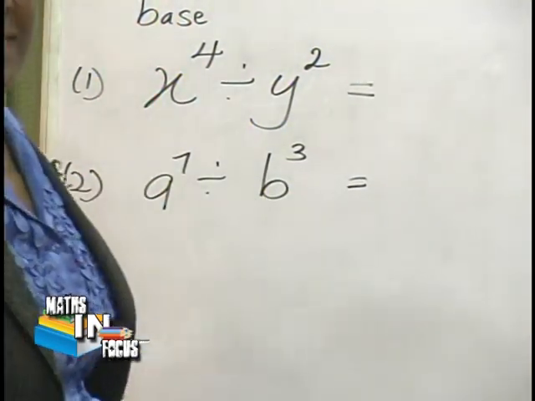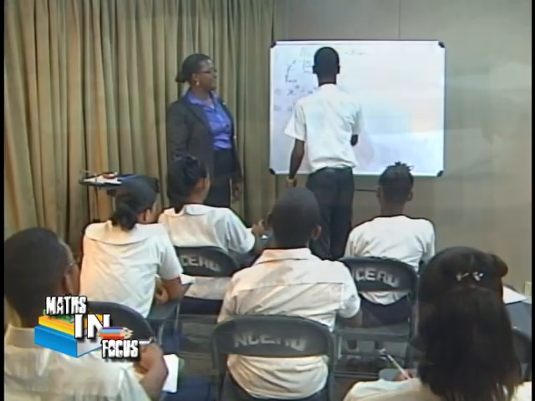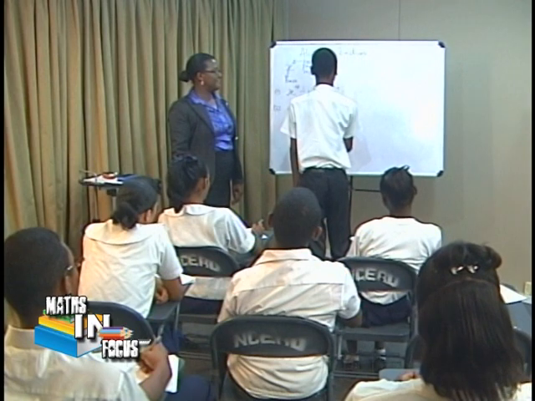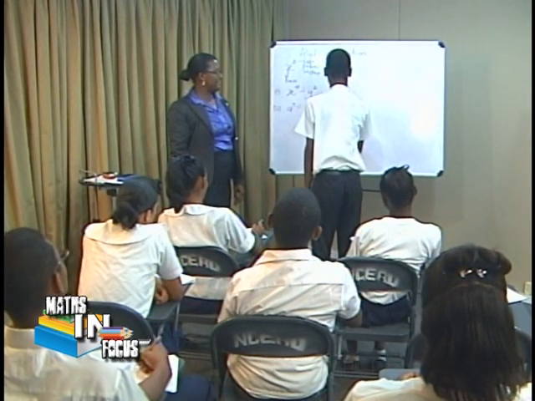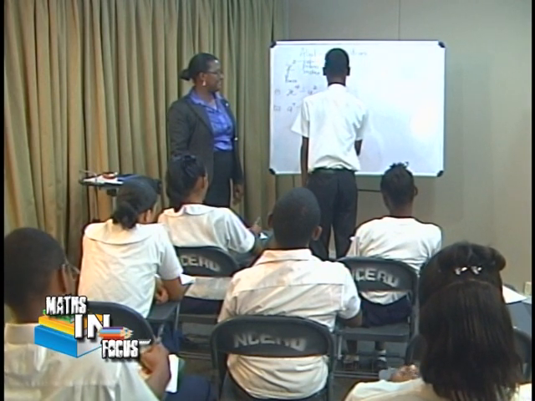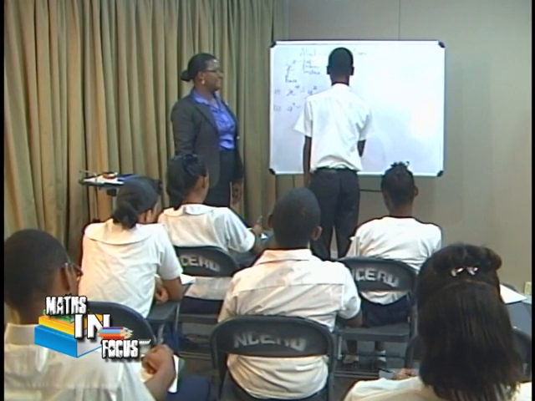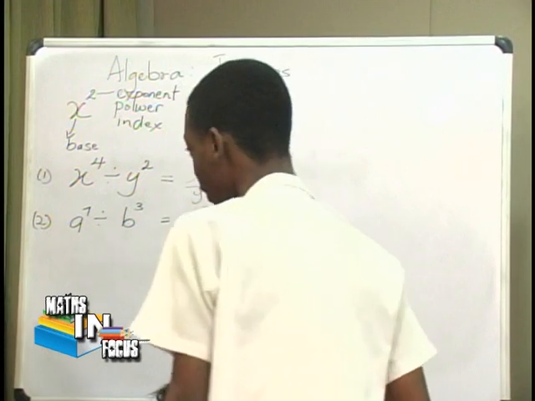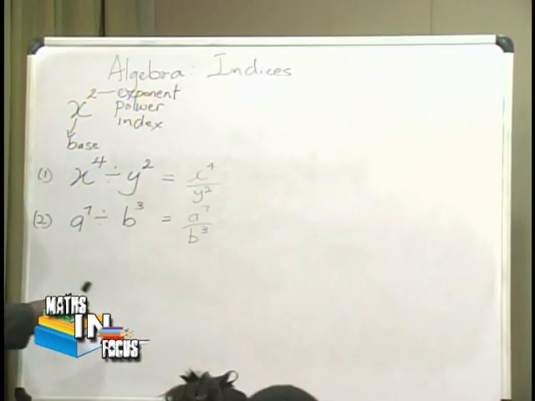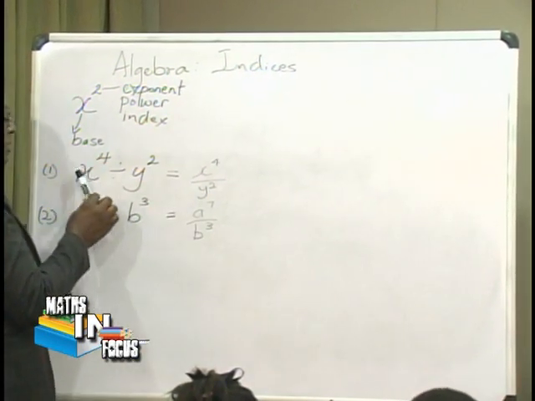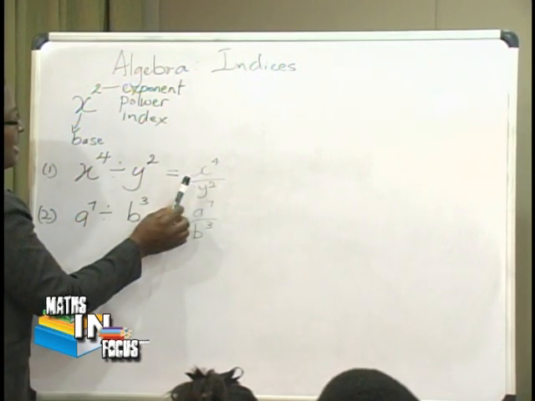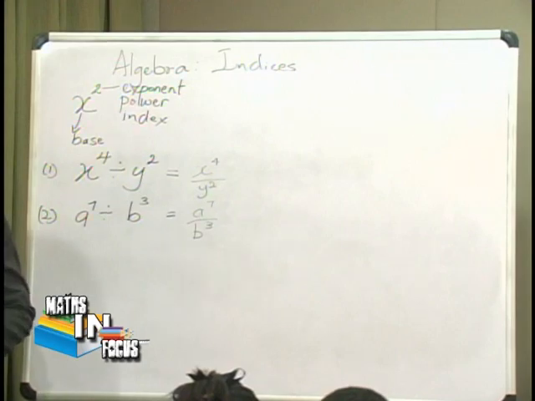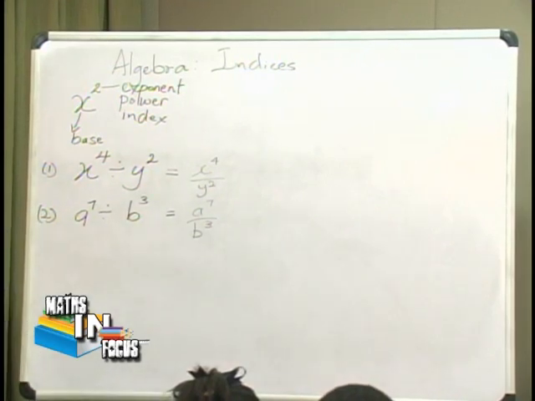Come on, Kieran, put your answers on the board. Thank you, Kieran. Everybody agree with Kieran? Yes, miss. So we can't go any further. We bring back our x to the fourth divided by y squared, full stop. We can't simplify any further because the bases are different.